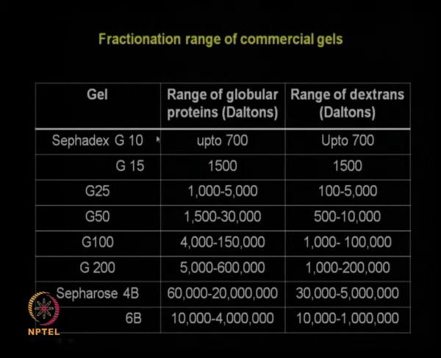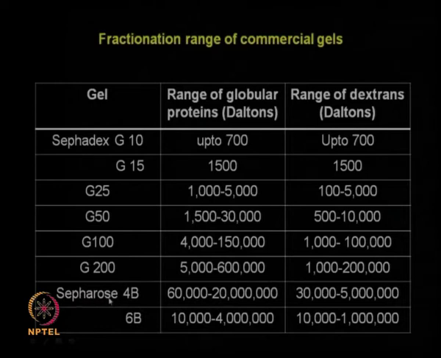So if you take Sephadex G10, up to 700 Daltons globular proteins, we can use it, and dextrans can go up to 700 Daltons. If you take another type of Sephadex, called G15, we can go up to 1500 Daltons globular proteins. Go to G25, we can work between 1000 and 5000. If you take G50, it can work for a 1500 to 30,000 Dalton protein. If you go to G100, we can work for 4000 to 150,000 Dalton protein. If you take G200, it can work in the range of 5000 to 600,000 Dalton protein.